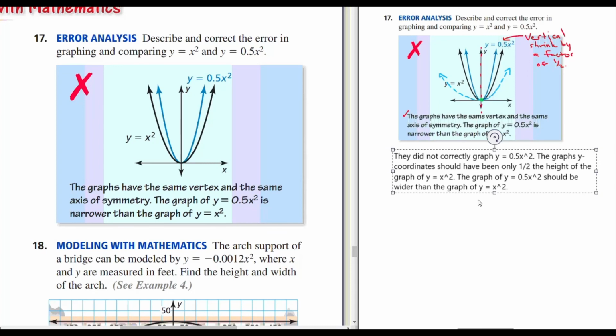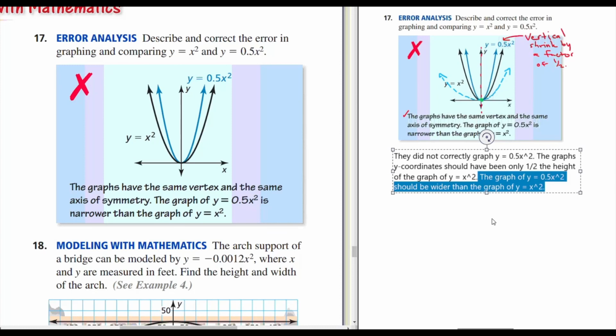A little bit different than the back of the book, but again, they did not correctly graph y equals 0.5x squared. The graph's y-coordinates should have been only 1/2 the height of the graph of y equals x squared because of that vertical shrink by a factor of 1/2. The graph of y equals 0.5x squared should be wider than the graph of y equals x squared, and that's essentially what the author said in the back of the book.